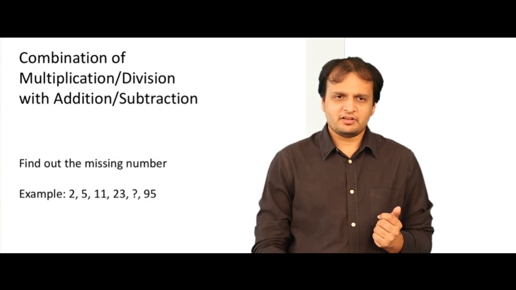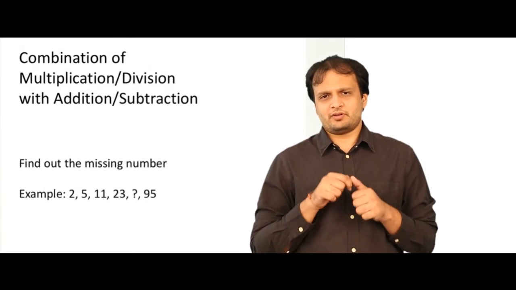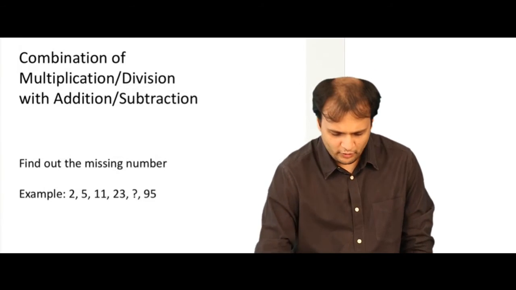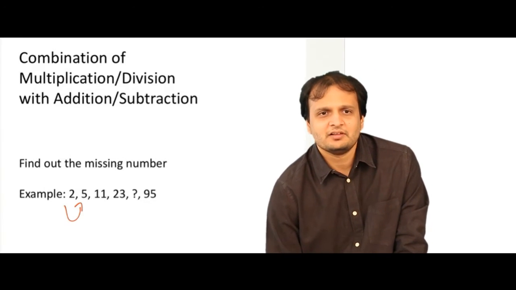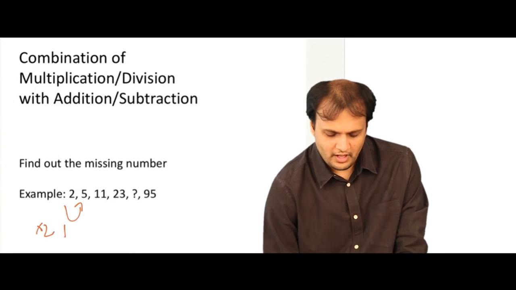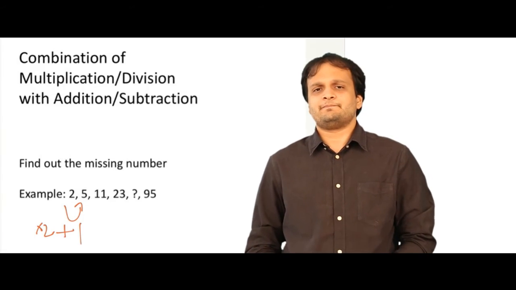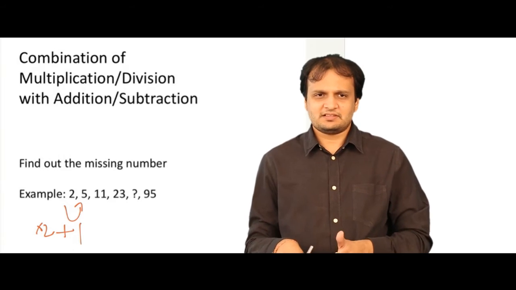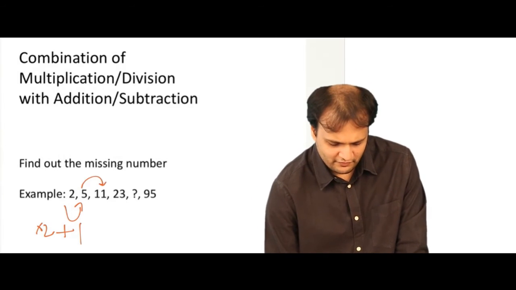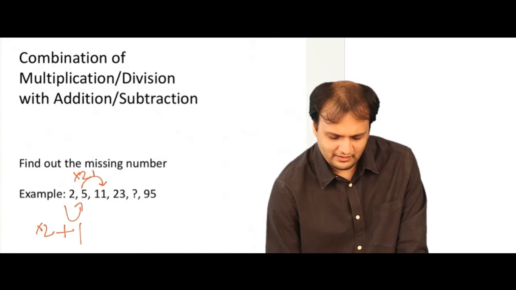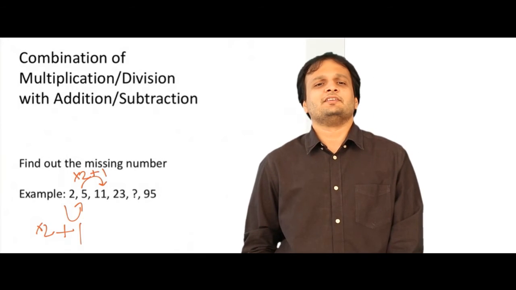I can do 2 into 2, that is 4, it's not 5. So how do I go from 2 to 5? 2 into 2, 4, plus 1, 5. So there is multiplication and plus. Now let's say 5 into 2, 10, plus 1, 11.